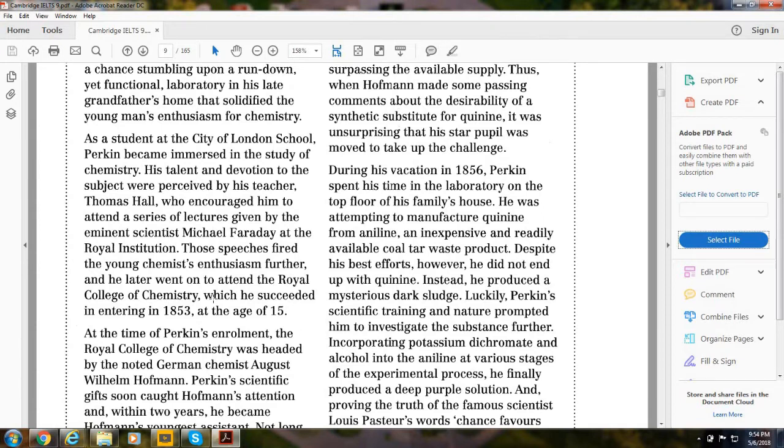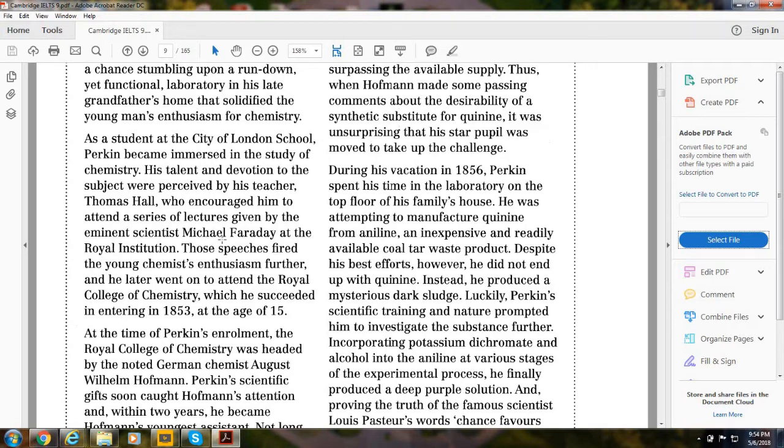But the question is saying that Michael Faraday suggested Perkins should enroll in the Royal College of Chemistry. So what they're looking for, see this one out: the Royal College of Chemistry is there, Perkins is there as a young chemist, and enrollment is there, but it is not given that Michael Faraday suggested it personally to Perkins. I want to explain it a bit more. Michael Faraday was giving sessions, lectures to the whole class. It wasn't personal with Perkin, which is not mentioned over here.